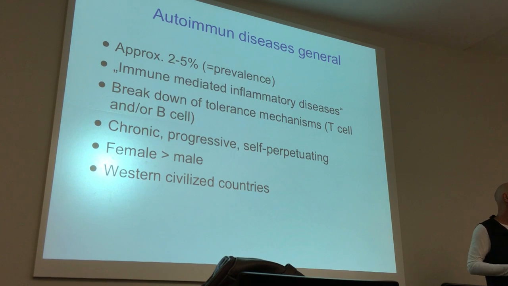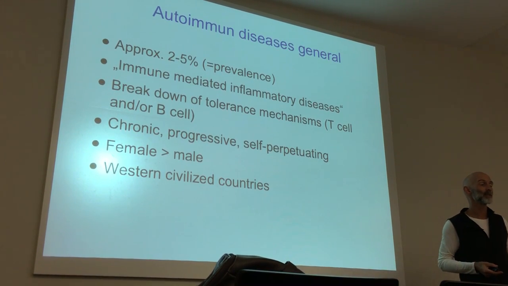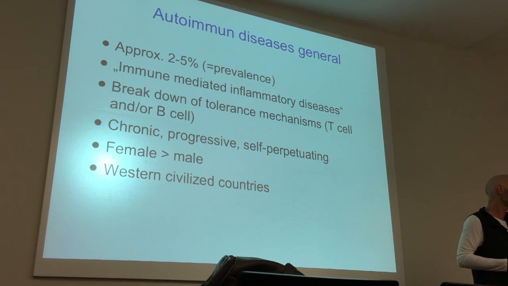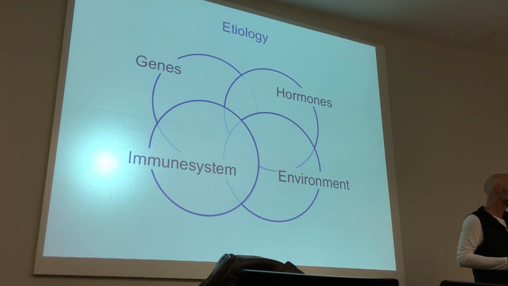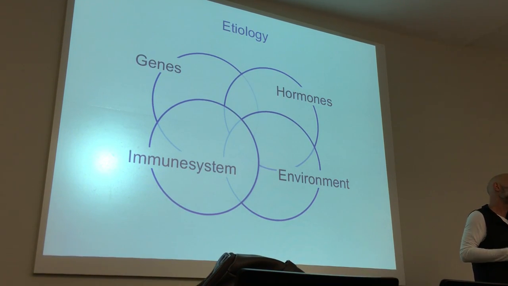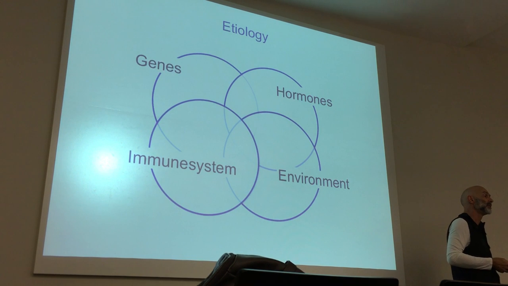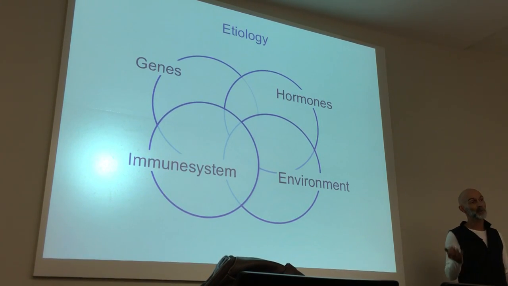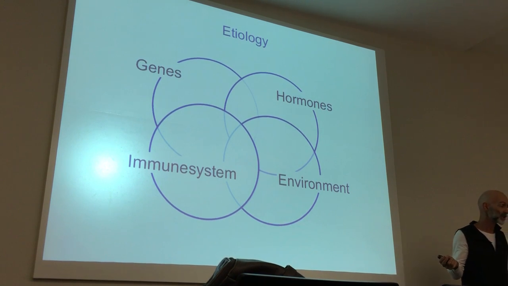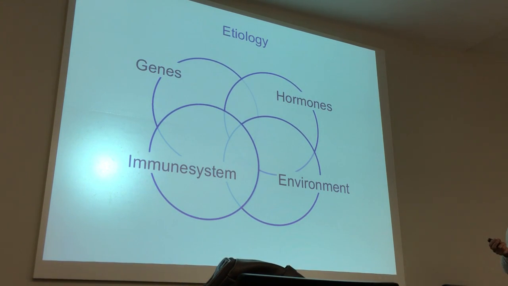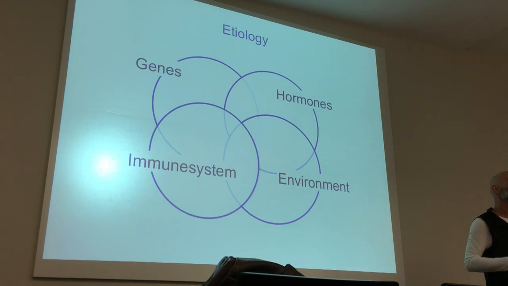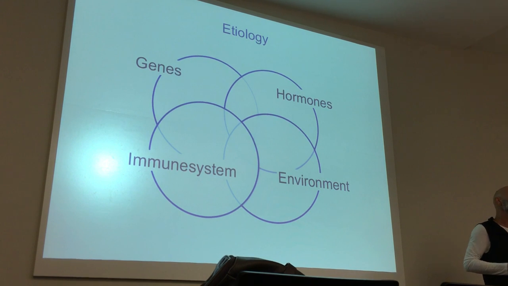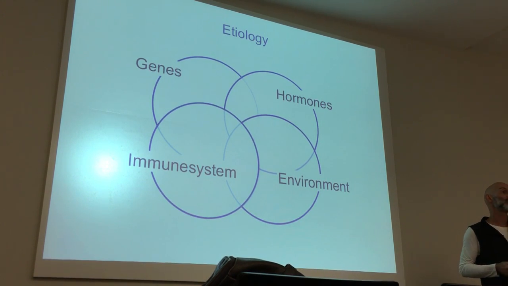And usually these are diseases also of our Western civilized world. And we will talk about why we think this has something to do with our hygiene standards, for example. The etiology is largely unknown. We think it's a combination of a genetic background, but these are not hereditary diseases by definition. Hormones play a role, as you can already think about if we said women are much more frequently affected. Some aberrations of the immune system play a role, and also the environment.